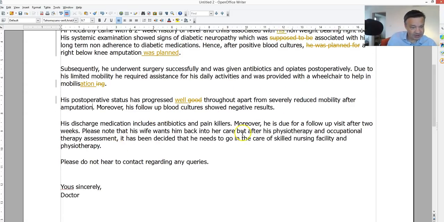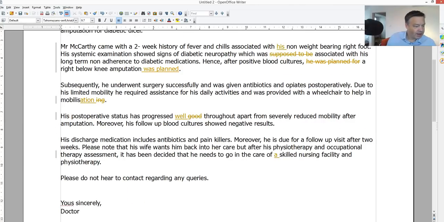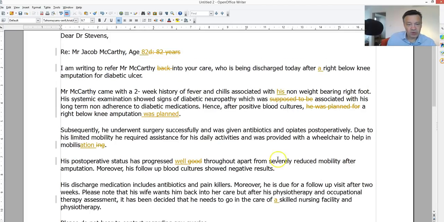Additional medication with antibiotics and painkillers due for 2 weeks. His wife wants him back, and he's going to the care of a skilled nursing facility and physiotherapy. Now, that isn't bad. Not bad at all. You see, I don't need to make a lot of changes in this letter at all. It's just 1 or 2 things that we can omit. But in general terms, this is good.